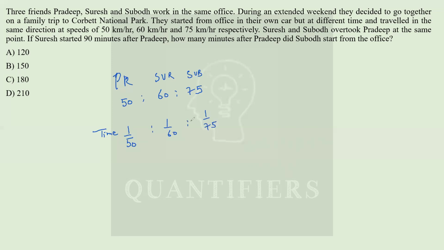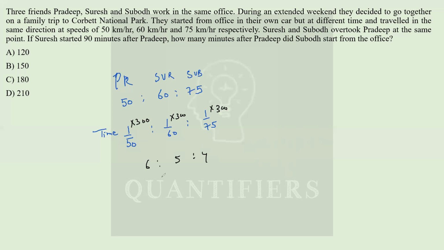Students, if you use this concept, you can solve this question very quickly. Quickly convert all these ratios into integers, which I guess all of you know. I'm multiplying all of them by 300. So from here, I'll get 6 is to 5 is to 4.